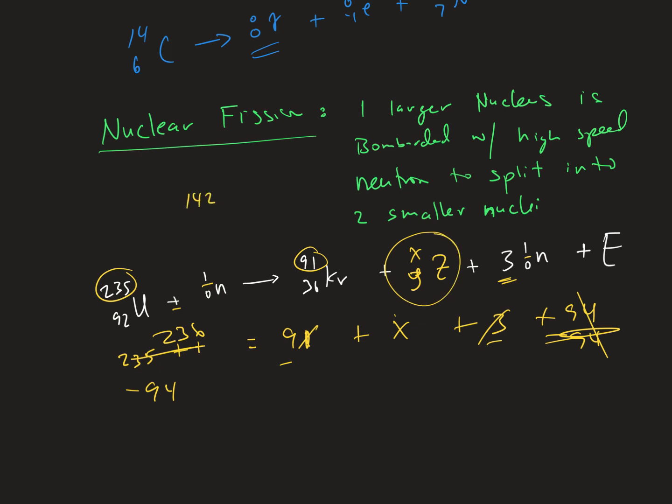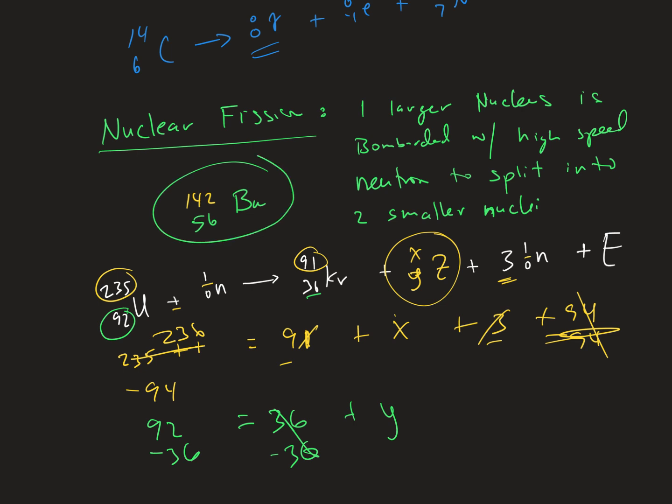Well, now we have to do the bottom. 92 plus 0, we don't have to worry about that because it's 0, is equal to 36 plus, we can call y, plus 0. We don't have to worry about that because it's 0. So we subtract 36 from both sides, and we get 56. And 56 is what? On a periodic table is barium, right? Good?